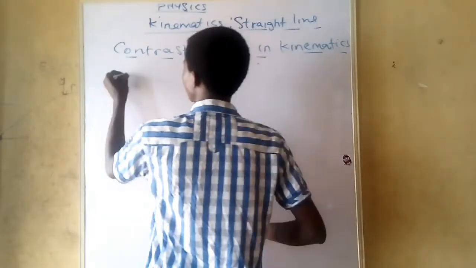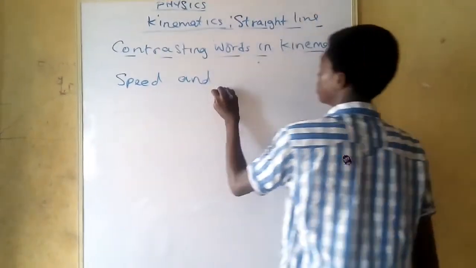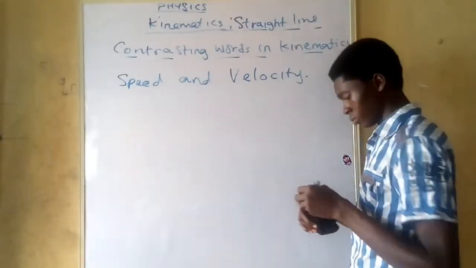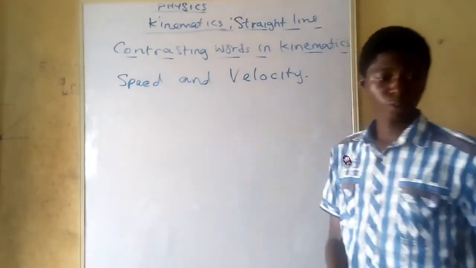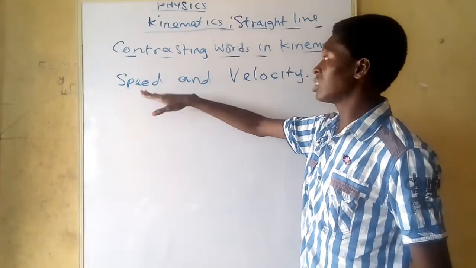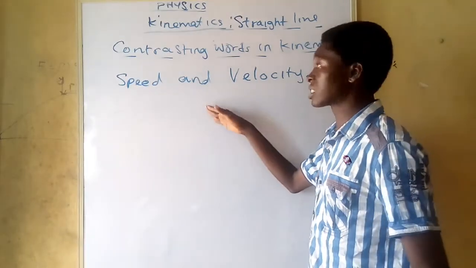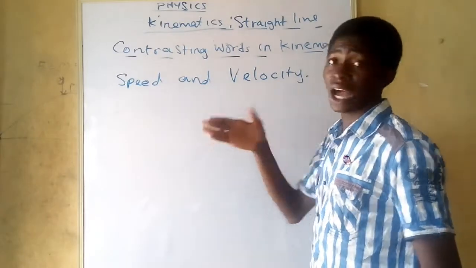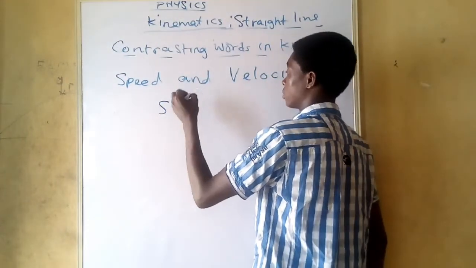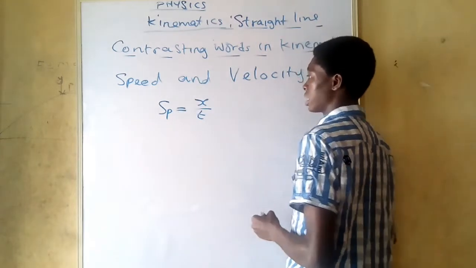Another one is speed and velocity. Now, I told you before, speed is the rate of change of distance, or the distance covered per unit time. So if I cover a distance x in a time t, my speed s is going to be x over t. Right?